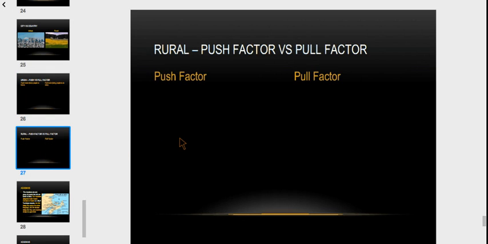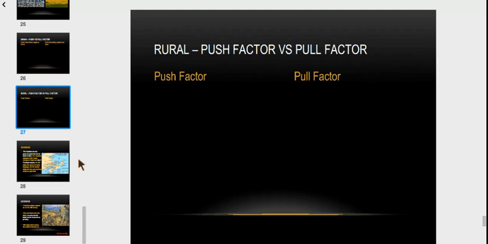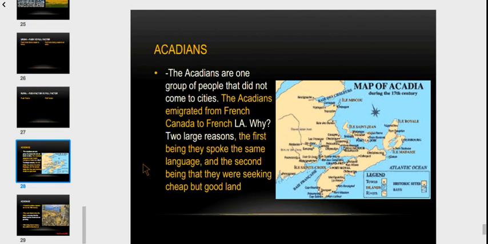Now, when looking at this exact same thing for rural living, again, we're going to look at push factors and pull factors. The major push factor for rural is lack of jobs. So I have the pull factor for urban being jobs and the push factor for rural being jobs. It's the number one reason why people move. So how are you going to support your family? With a job. So if there's not one in a rural area, you got to go to a city. Again, short and sweet. Last 2 slides.